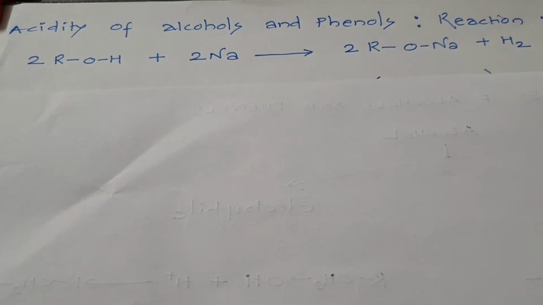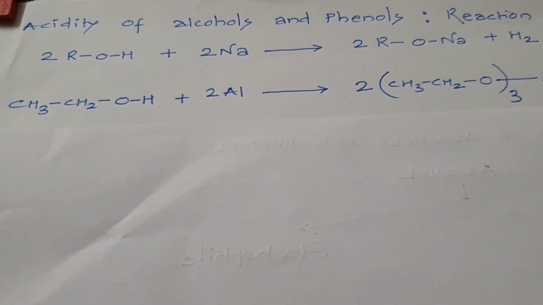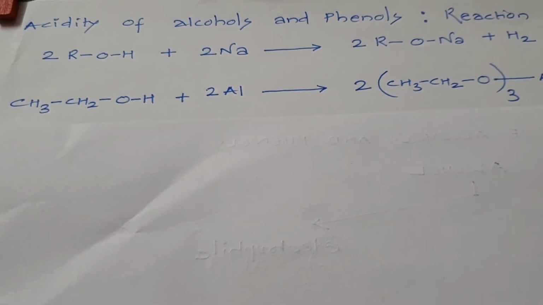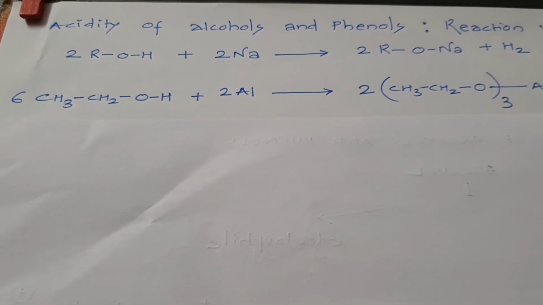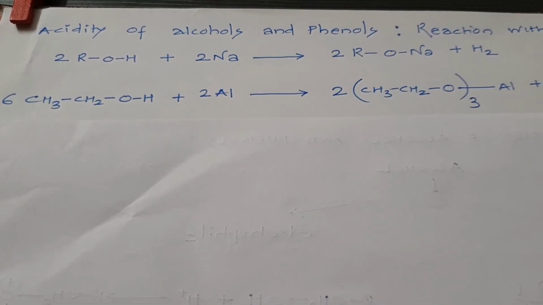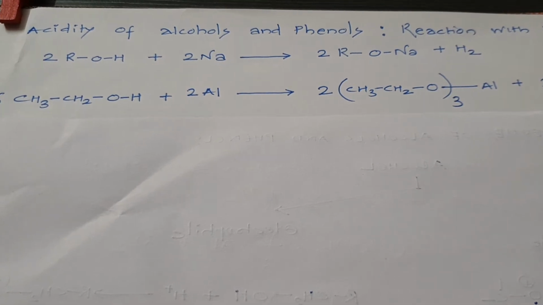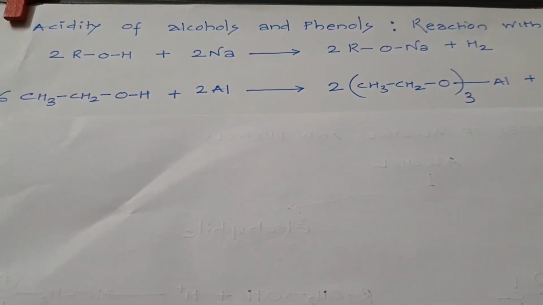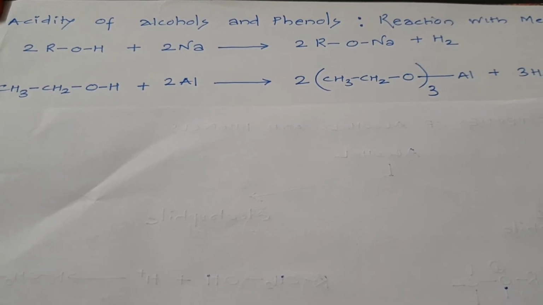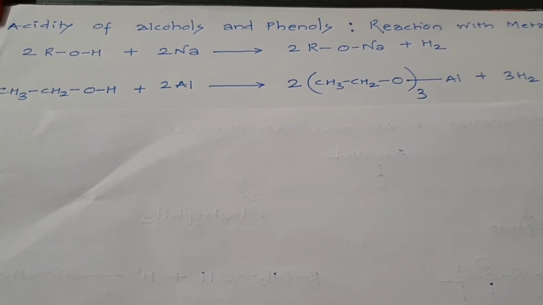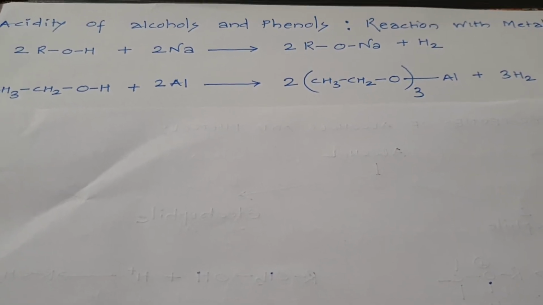We also find a similar kind of reaction with aluminium metal. Now, aluminium reacts with alcohol in order to form aluminium alkoxide. We have taken an example of ethanol here, so it is going to form aluminium ethoxide with the liberation of hydrogen gas.